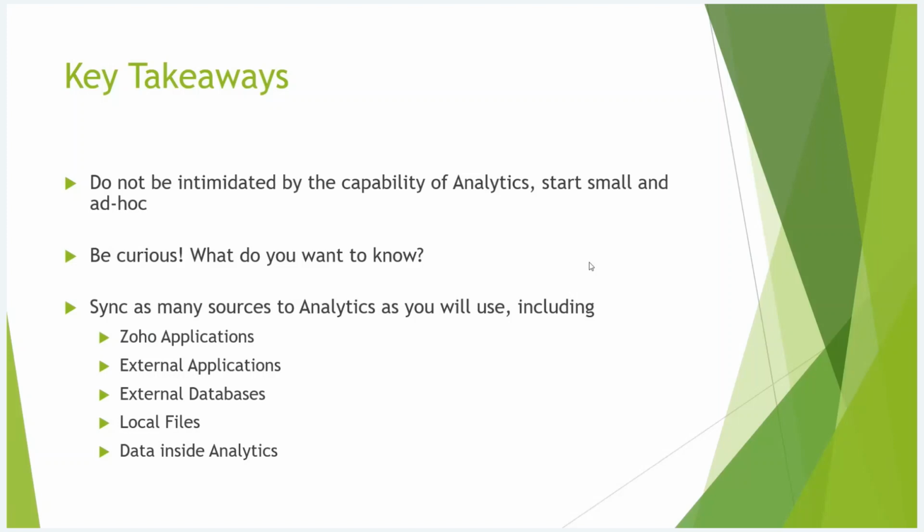The other thing I would recommend is sync as many sources as you can. Sync your CRM if you're using it. Sync any other Zoho applications if you're using them. Sync external applications if they have integrations. Try syncing your databases, your local files. Just sync it all and see what's possible. It depends on your account level, but for a Zoho One account for sure, you have a row limit of 1 million rows. And so that needs to be kept in mind, of course, or you can certainly purchase extra rows.